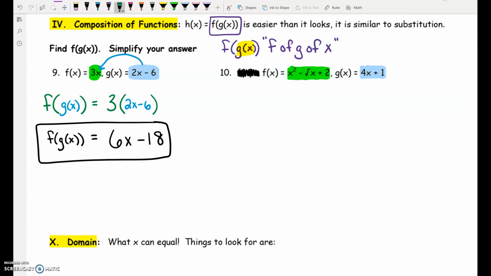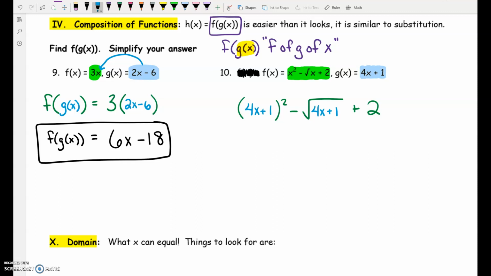But I think this is a good one to show you how that 4x plus 1 is going to go in place of the x. So our green function is something squared minus the square root of something plus 2. So if we are doing f of g of x, g is what's going into the f. f is like the skeleton that you're sticking that g into. Our g function is 4x plus 1, so we get (4x plus 1) squared minus the square root of (4x plus 1), and then plus 2.